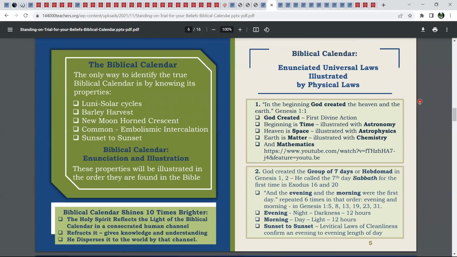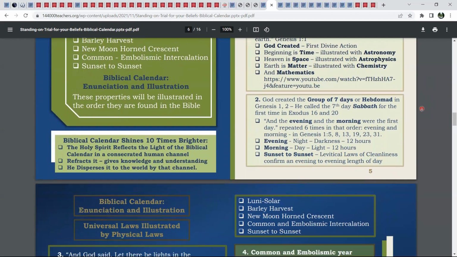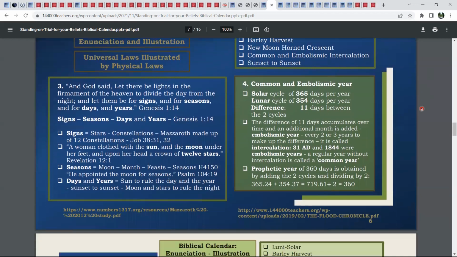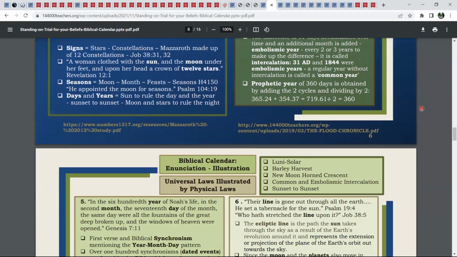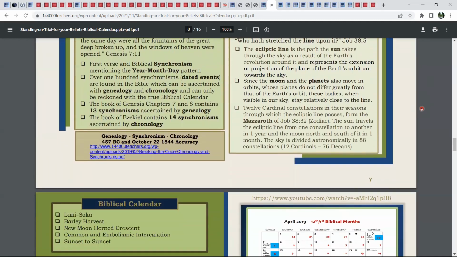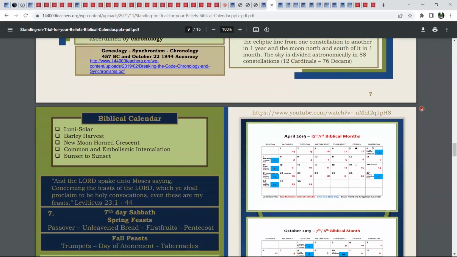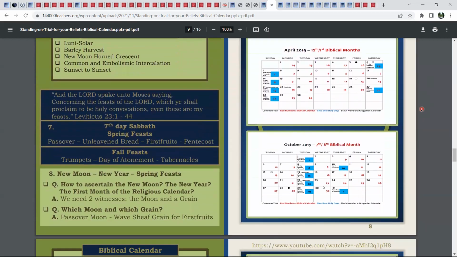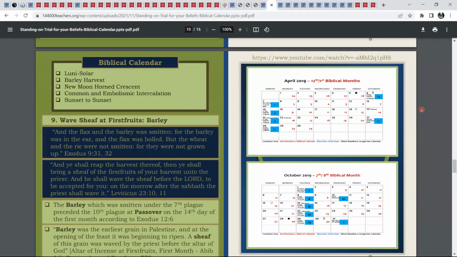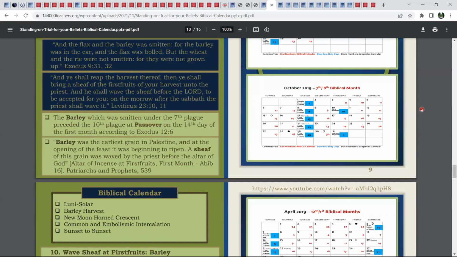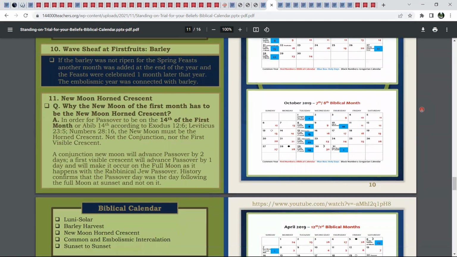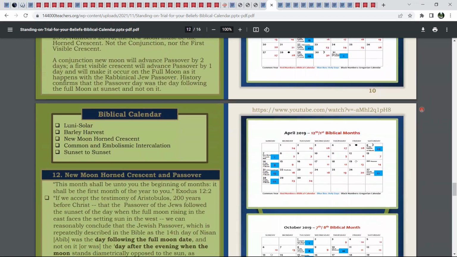And in this particular video, we give you many details of how to go about with the hebdomad, and then continuing with the sign, the season, the days, and the years, which we have presented through those wonderful quotes of the Bible of Genesis 1 and 2 and 7 and 8. And we bring you also to an explanation of the new moon, the new year, the spring feast. And all along we repeat the biblical calendar that we stand for: luni-solar, barley harvest, new moon on crescent, common or embolismic, sunset to sunset.